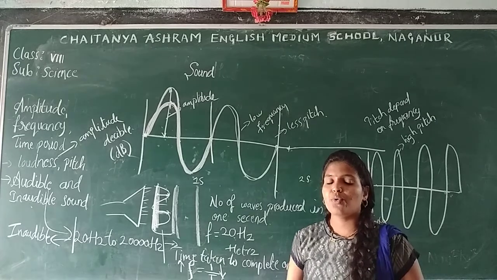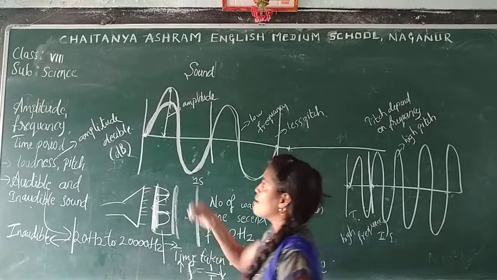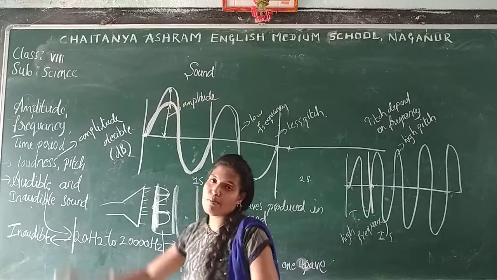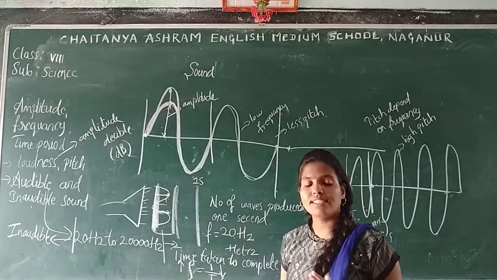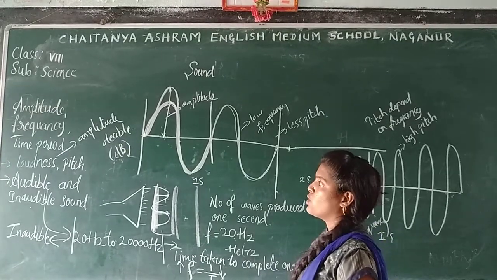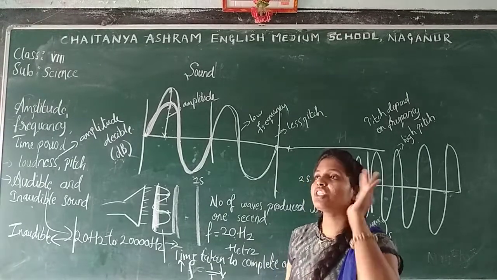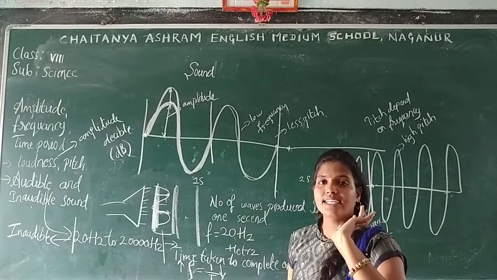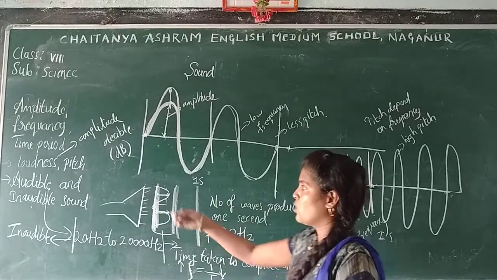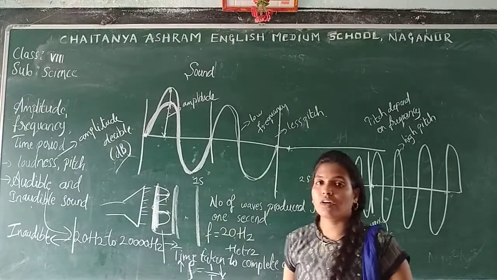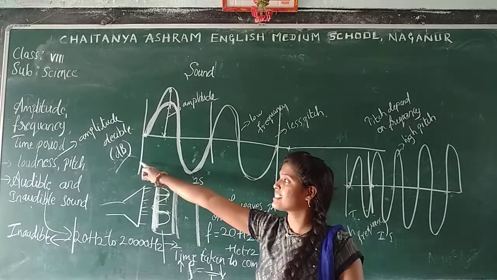So what do you mean by amplitude? Amplitude is nothing but the maximum distance covered by the particles from their mean position. The amplitude determines the loudness of the sound. How loud the sound is depends on the amplitude. And the unit we use for it is the decibel. It is the SI unit of sound.